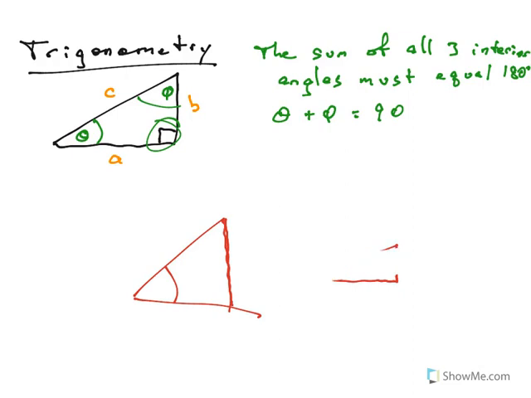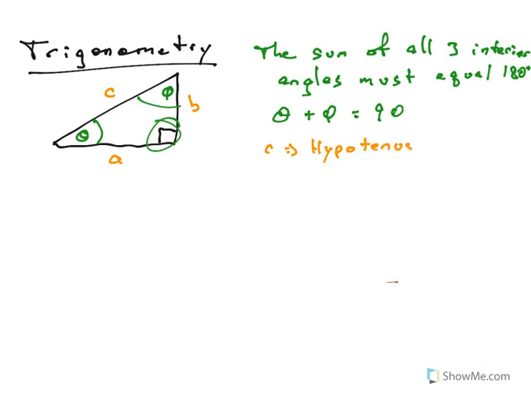And what I know is that for a right triangle, the biggest angle you can have in a right triangle is 90 degrees. So since the right angle is always 90, then the side that's across from it is always the biggest side. And so we give it a special name. We call that side the hypotenuse. So C is called the hypotenuse. It's just a name for it, but it's always the side opposite the 90-degree angle.